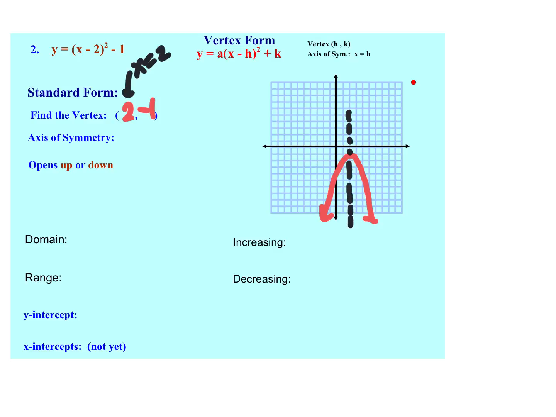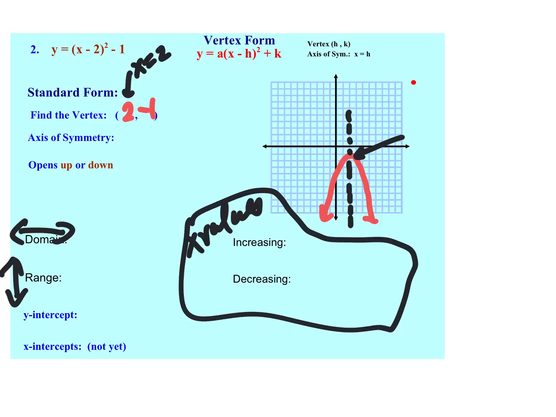Pay attention. Find me the domain and range. Domain is like this. Range is like this. And then do increasing and decreasing. Remember, it's all about x values. So you'll have this point here, and you'll have to decide, should I use the x of it or the y of it? The increasing, decreasing is all about x values.